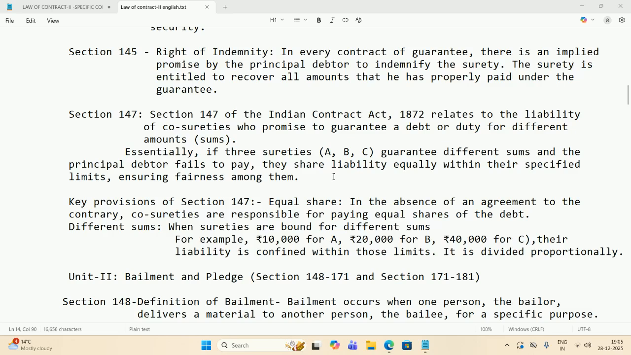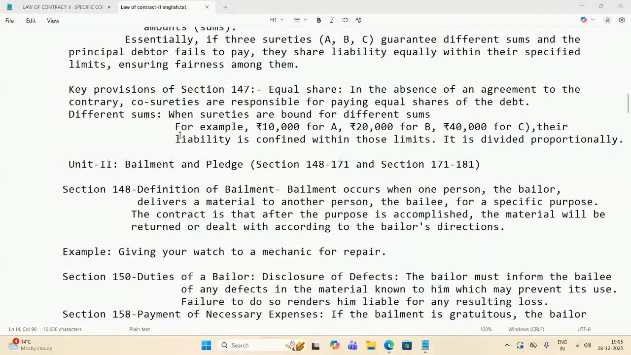Now, key provisions of section 147, equal share. In the absence of any agreement to the contrary, co-sureties are responsible for paying equal shares of the debt. Different sums, different shares, when sureties are bound for different sums. For example, 10,000 for A, 20,000 for B, and 40,000 for C. Their liability is confined within those limits. It is divided proportionally. Now coming to Unit 2 of Law of Contract.